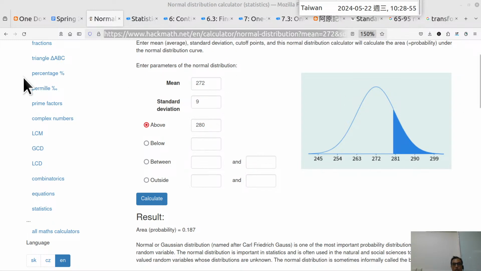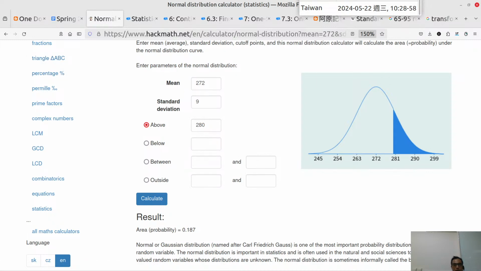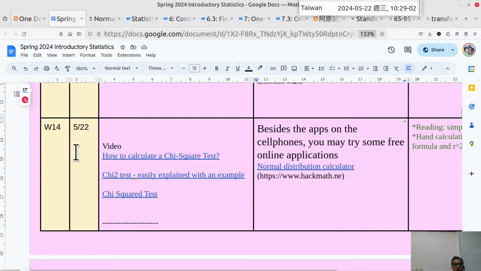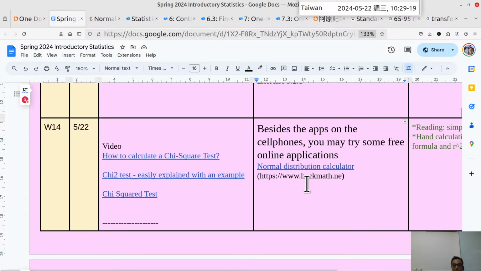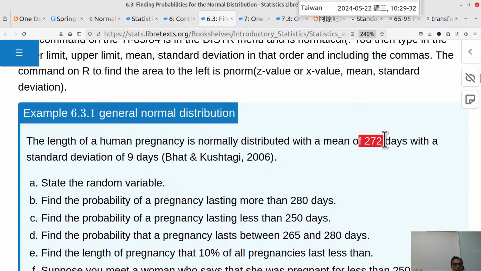Again, let me show you. You can go to my website for the syllabus, Week 14, May 22nd. Besides the cell phone, you can use some free applications online. Here, I encourage you to use hackmath.net. Then select the information: the mean 272, standard deviation is 9, and find the probability of lasting more than 280.